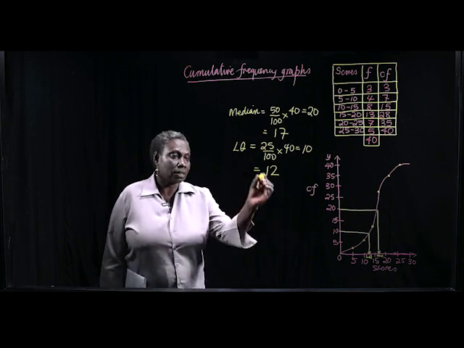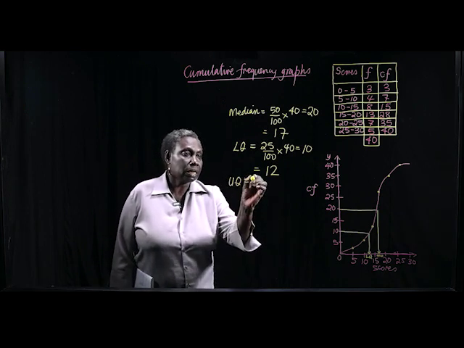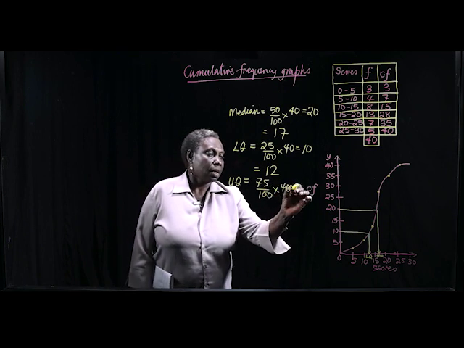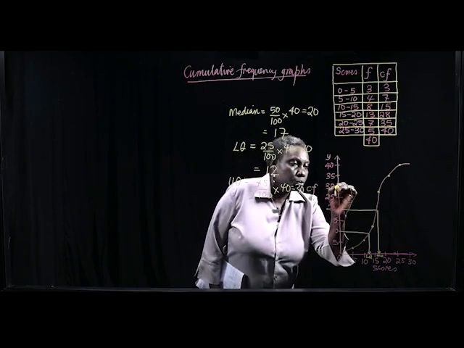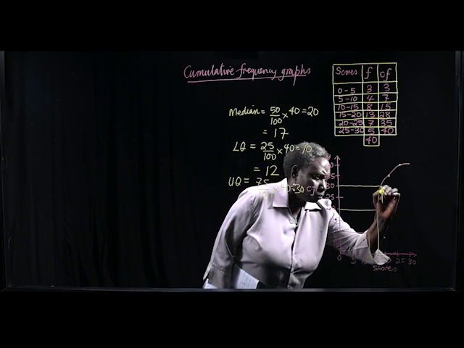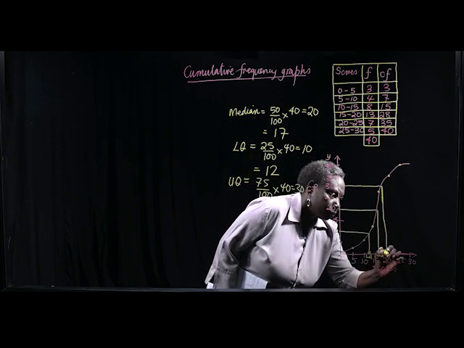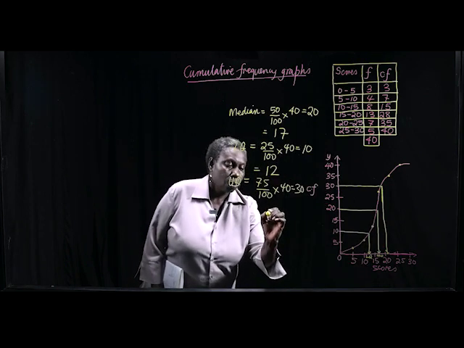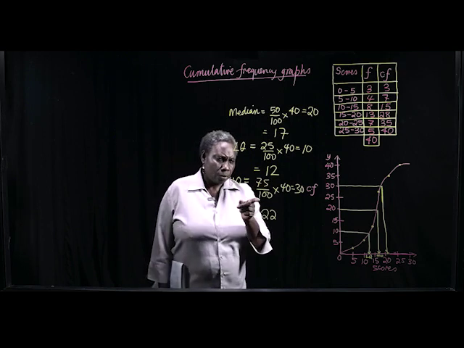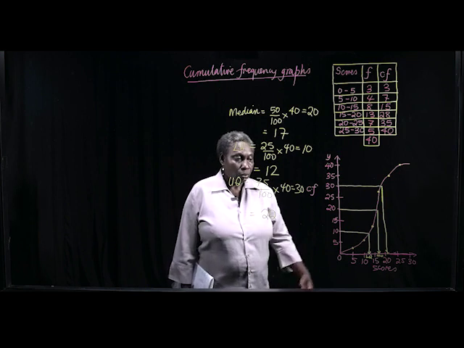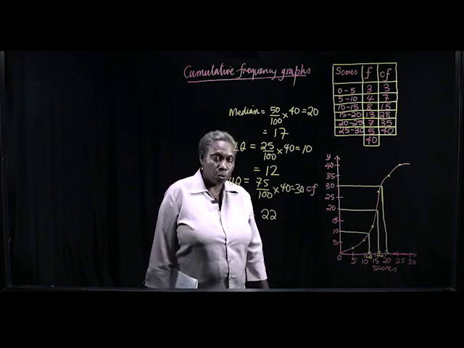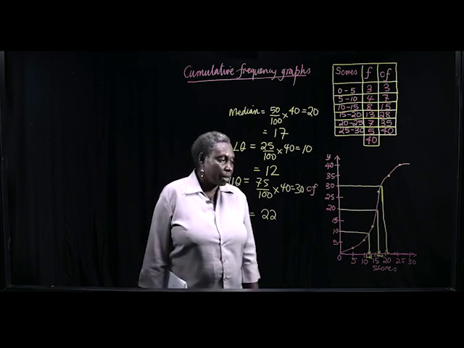Now let's calculate the upper quartile. The upper quartile is the 75th percentile. So we have 75 over 100 multiplied by 40, which gives us 30. Then I draw a line straight from 30 to the graph, and then from the graph down. That's roughly around 22. So this means that 30 students have scored less than 22. From this cumulative frequency graph, we can see that 30 students have scored less than 22 and 10 students have scored more than 22.